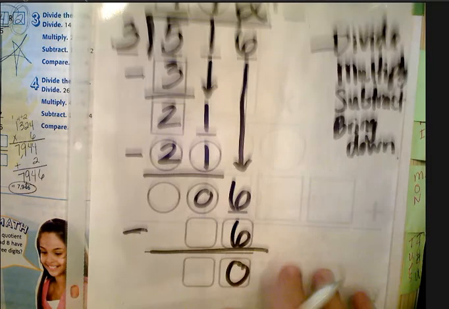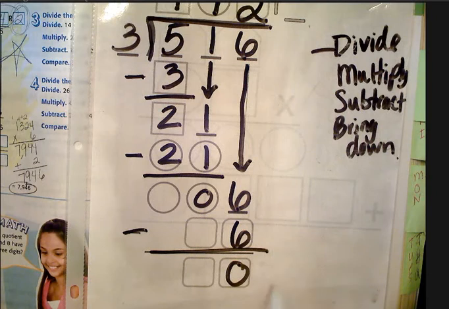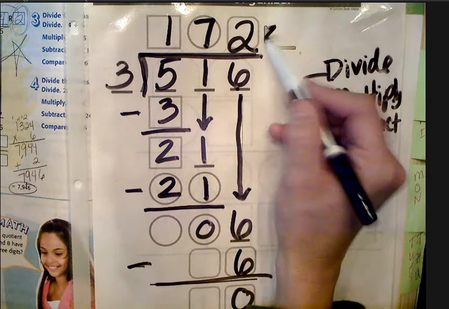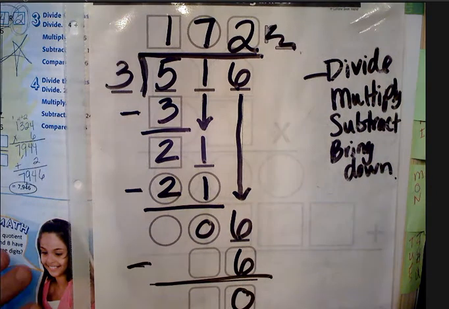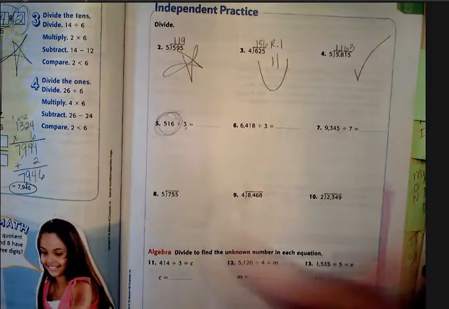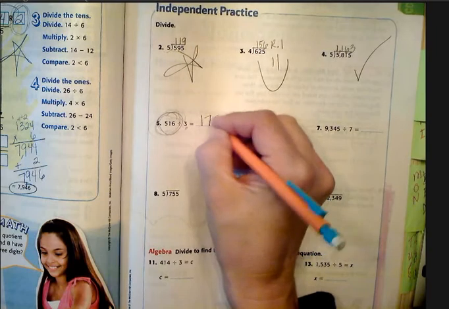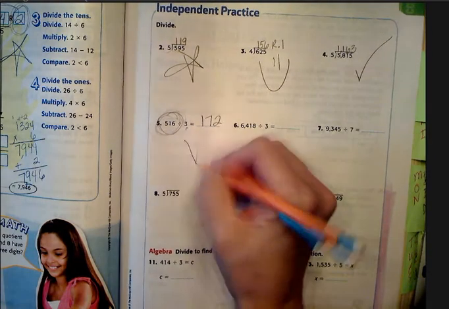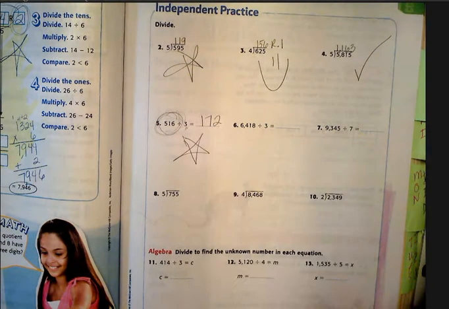There's nothing left to bring down. No more digits are left. So we're done. And this one does not have a remainder. Our answer on this one is 172. And I can write that right on this line, 172, and let's put another star there.